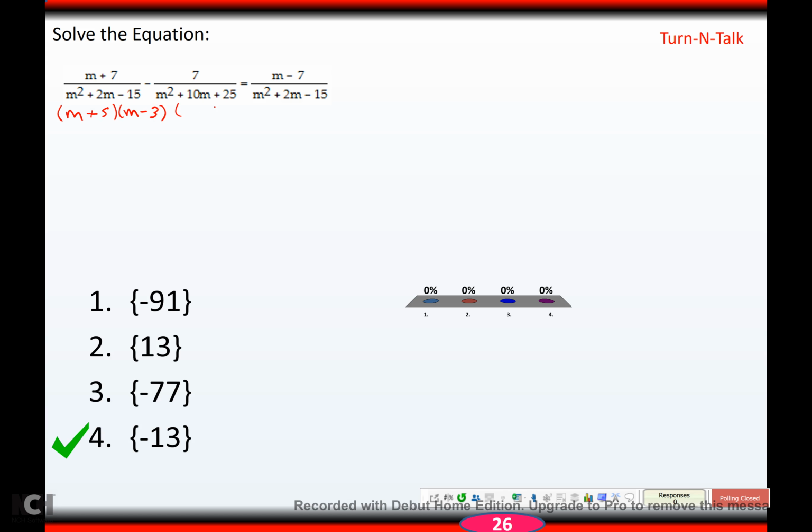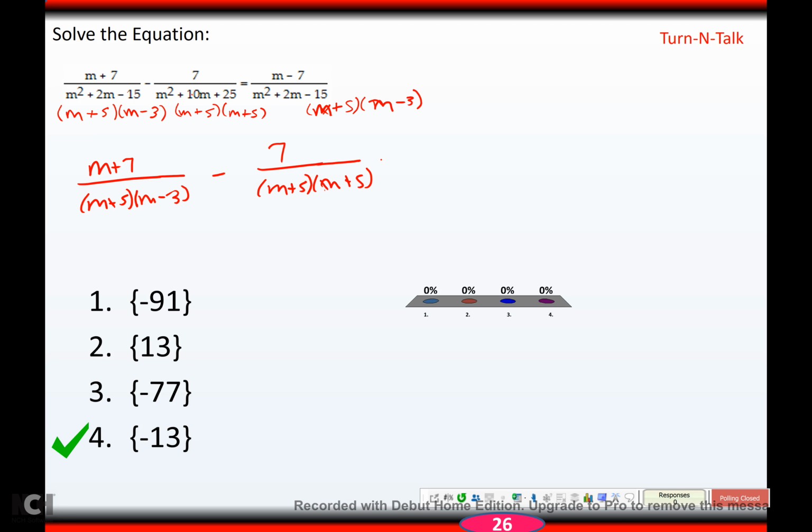If I rewrite this one, binomial, M times M, factors of 25 that make 10 are 5 and 5. C is positive, so they both get the middle. And the third one is the exact same as the first one, so that's going to be M plus 5 times M minus 3. Sorry, I'm switching letters on me. That's an M. Okay, so if I rewrite this, I'm going to have M plus 7 over M plus 5 times M minus 3, minus 7 over M plus 5 times M plus 5, equals M minus 7 over M plus 5 times M minus 3.